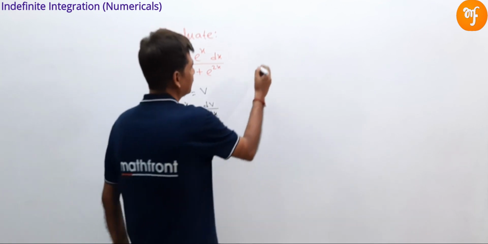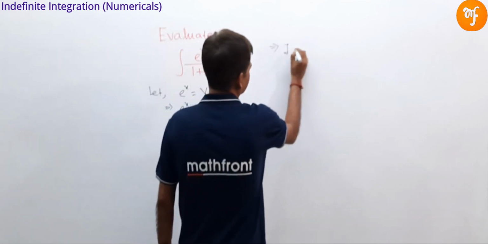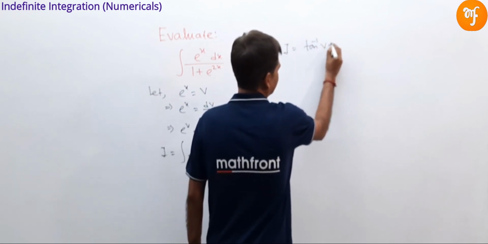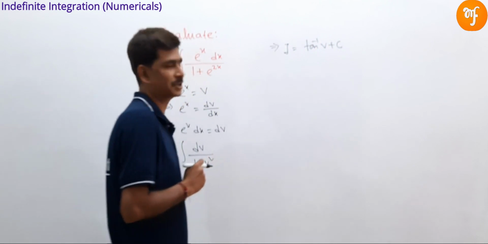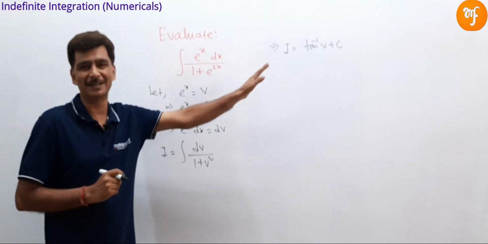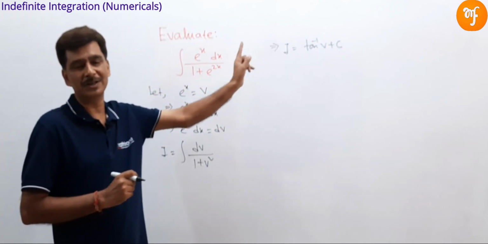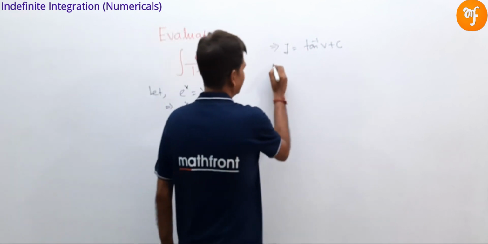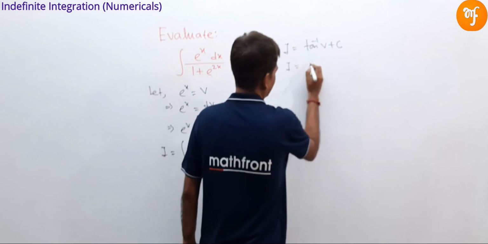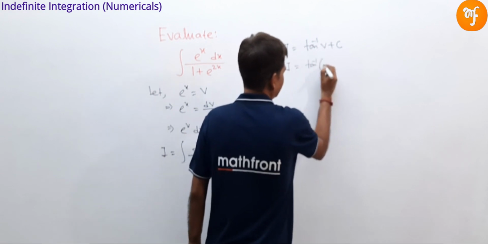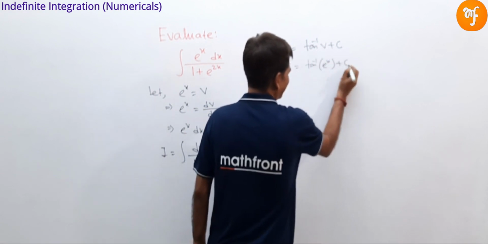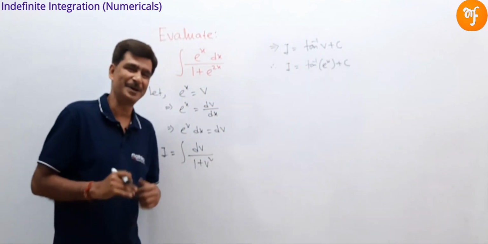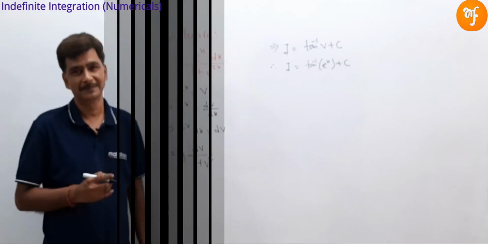So we can write I is equal to tan inverse of v plus c, where c is the integration constant. Now to get the final answer, we have to put the original value of v, which is e to the power x. So therefore I is equal to tan inverse of e to the power x plus c. So this is the answer. Okay. Clear? Now come to the next question.